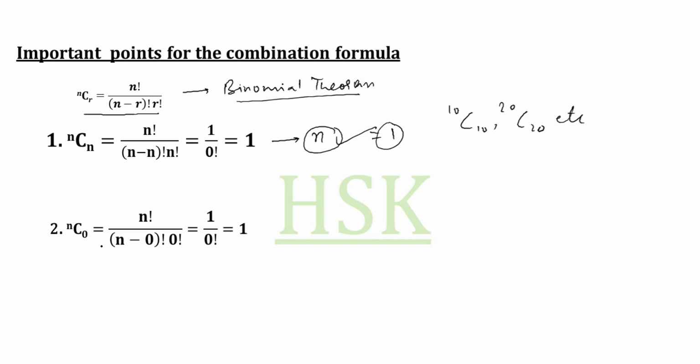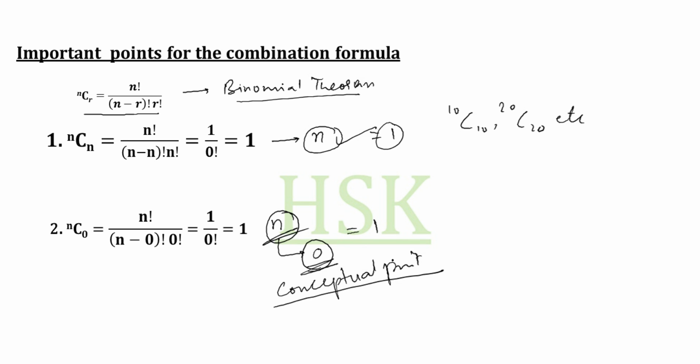Similarly, nC0 is equal to n factorial upon n minus 0 factorial into 0 factorial, which is 1 upon 0 factorial, equal to 1. This means that if we have a total of n objects and we select 0 objects, the number of ways of selecting 0 objects from the total of n objects is equal to 1. Selecting no object from the total of n objects is also one of the selections. This is an important conceptual point. It has to be kept in mind that not selecting any object from the total of n objects is also one of the combinations. So 10C0 will be equal to 100C0. In that case, any number C0 is equal to 1.